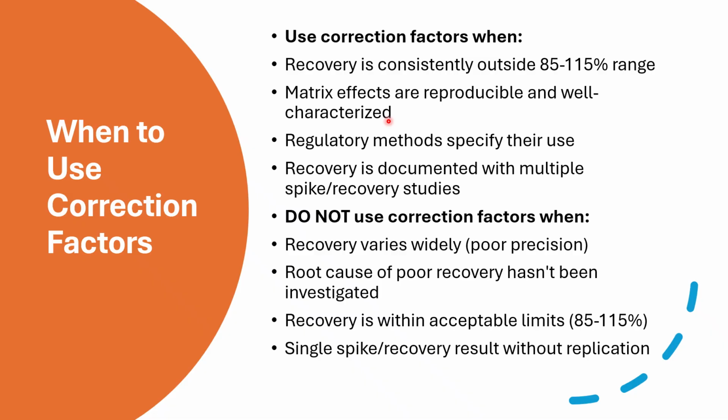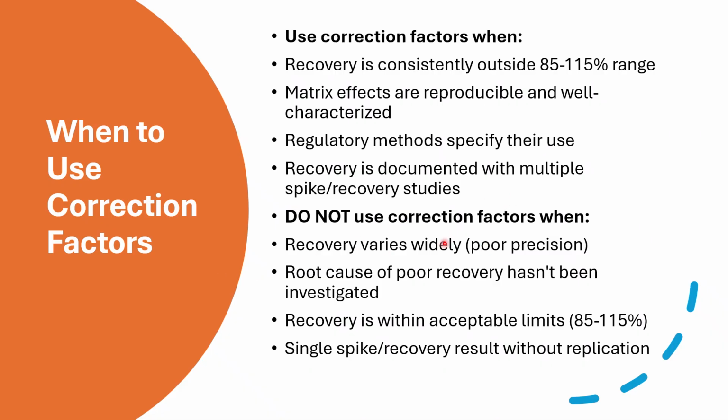Suppose for an apple sample you spiked 5 ppm of concentration and consistently you're getting 3 ppm. So the recovery is only 70%. But it is consistent. You have analyzed the sample 7 times and 7 times you're getting 70% recovery. That is when you can apply the correction factor. Recovery should be documented with multiple spike or recovery studies.